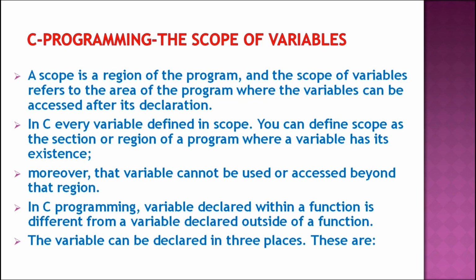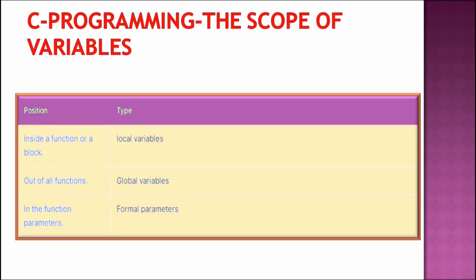In C programming, a variable declared within a function is different from a variable declared outside of the function. The variables can be declared in three places. Here we can see how we can declare our variables in three ways.